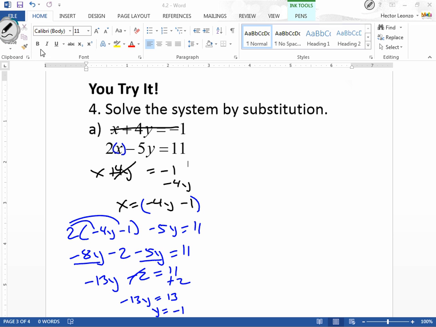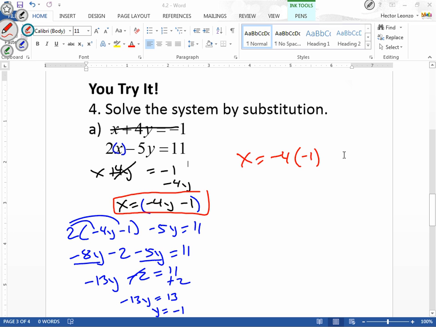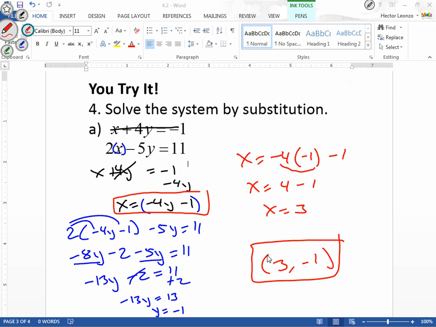Now let's get the value of x. The way I'm going to get the value of x is to take the equation, which I'm going to highlight over here, where x was by itself. I'm going to rewrite it again, but I'm going to go x is equal to -4y minus 1, so I'm going to have -4 times -1, because once again, that's what y equals. So I have that x is equal to 4 minus 1. Right, -4 times -1, that's what gave me the 4. I did my multiplication, and 4 minus 1, I'm going to call that 3. So my solution is (3, -1). Right? Simple.